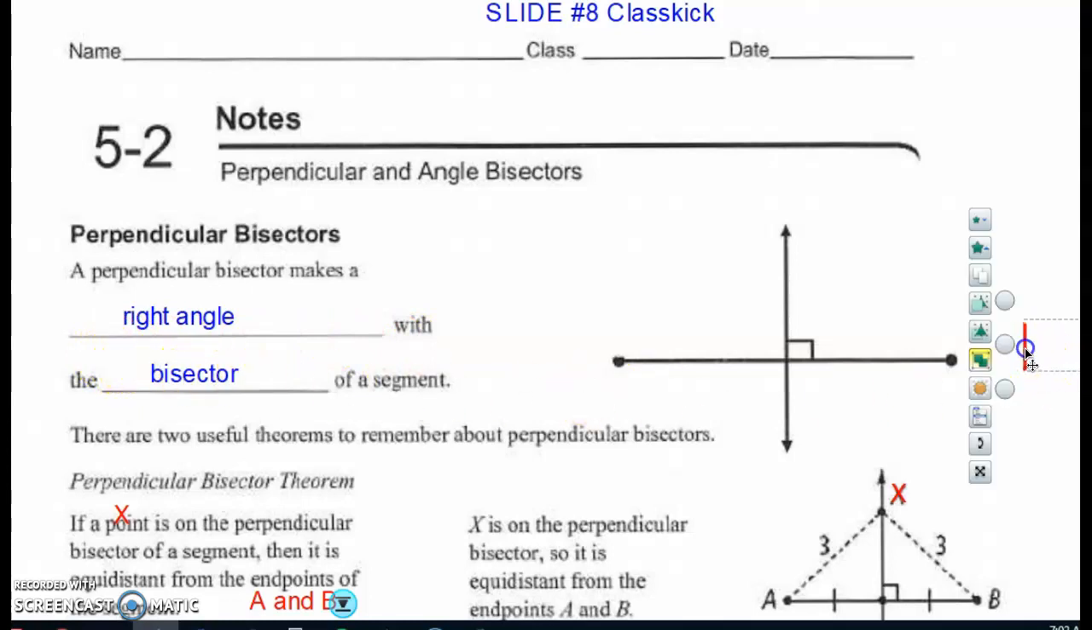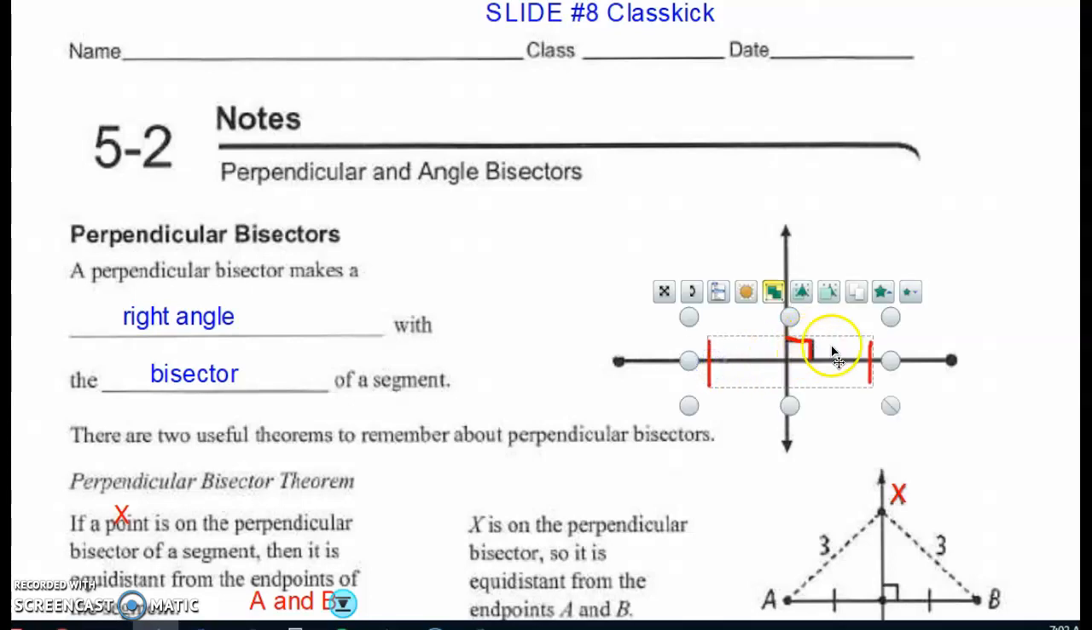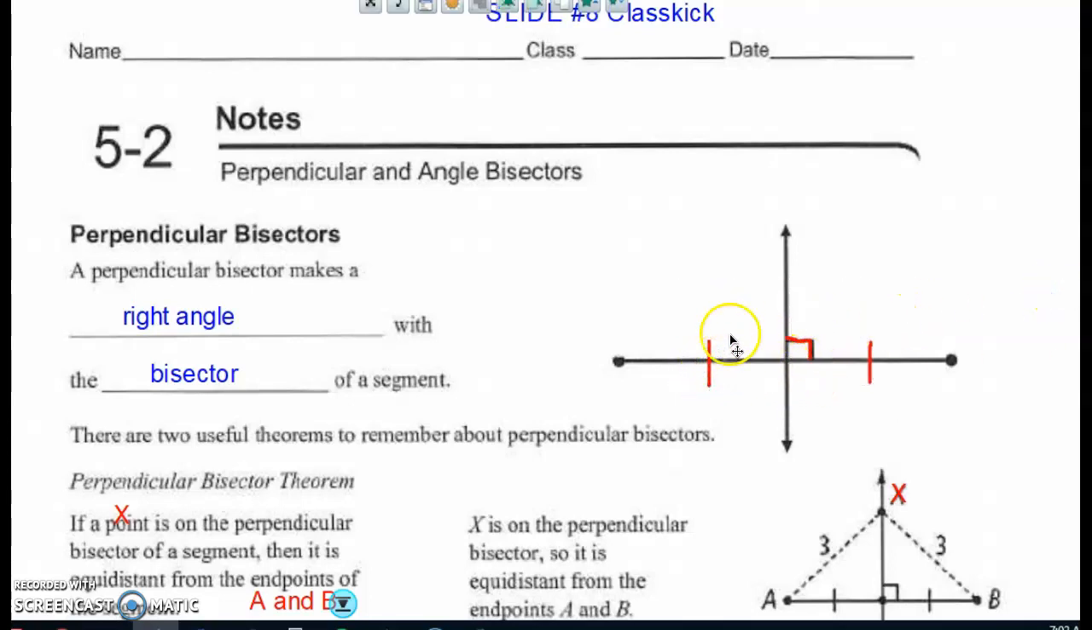So let me pull this out here. There's our box here, and then this is the bisector that's cutting this segment exactly in half, so these two little pieces are equal. And then in our next theorem, if we have a point that is on it, look at X. If a point's up here, it's equidistant from these two endpoints.